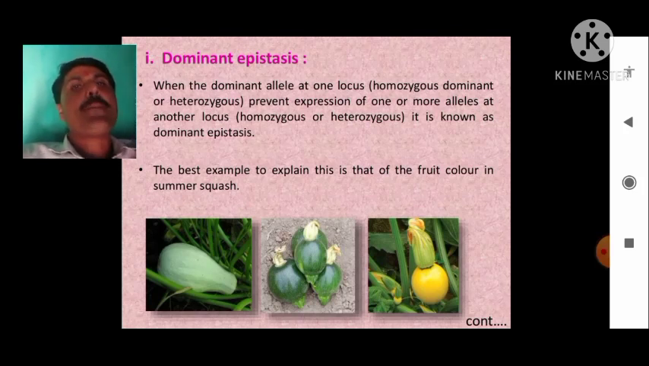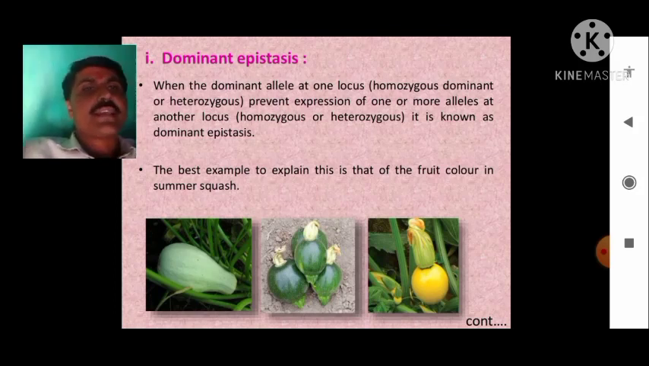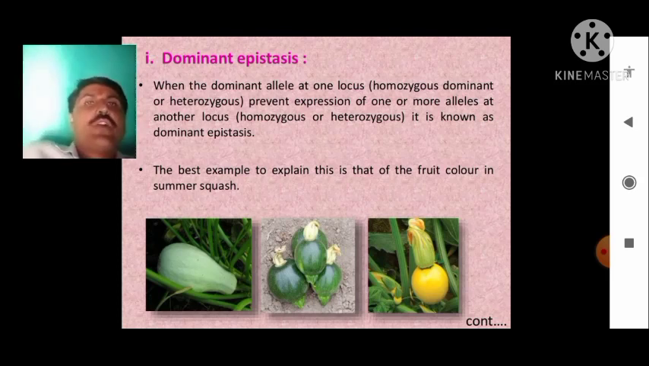So friends, this is about dominant epistasis. Today we saw it, and one has to understand the phenomenon. These are summer squash. You can see the green one, yellow one and white one. In the same species, the same progeny, how did they get gene action so that we got 12 white, 3 yellow and 1 green? That is the ratio 12:3:1 in dominant epistasis.